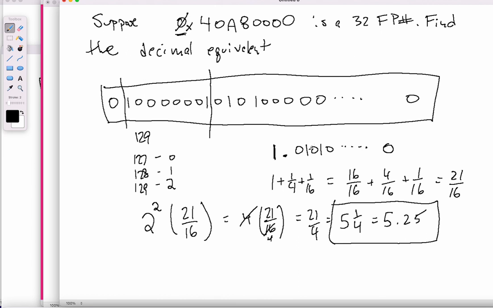So this is going the other way. And again, the place where people make the big mistake is in forgetting this number here, because this number here does not appear anywhere here in this 32 bits.